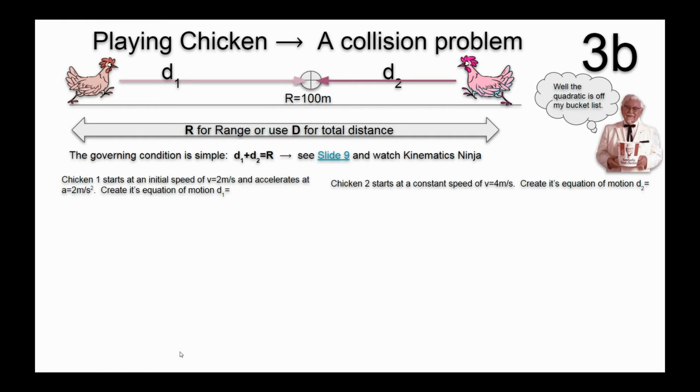Now, the next problem is called playing chicken. And as you know, playing chicken is running at each other. So this is a simple collision problem. You can go back to slide 9 of the Kinematics Ninja in C. But I'm giving you an acceleration of a chicken. Chicken 1 is at 2 meters a second, and it accelerates at 2 meters per second squared. And that's actually a valid value for a chicken. I looked it up. First confusion: 2 meters a second and 2 meters a second squared.